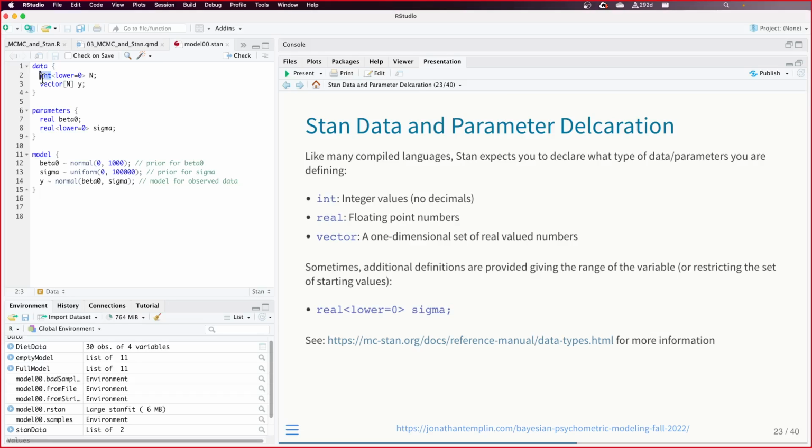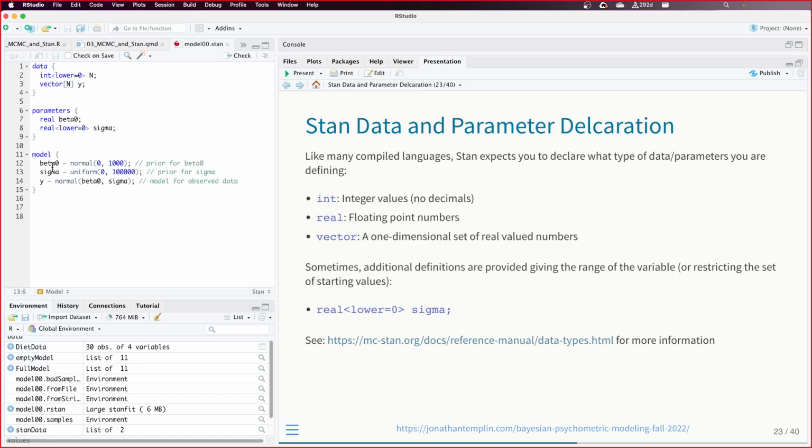Okay, any questions? Yes. In lines 12 and 13, we can see that we are using the normal for beta and uniform for sigma, but in the squares, that's 0 and 1,000, and then 0 and 100,000. What's the meaning of those? I'll get to that in just a moment.